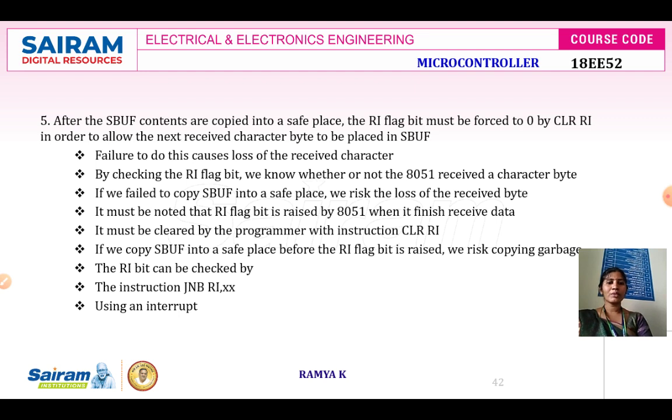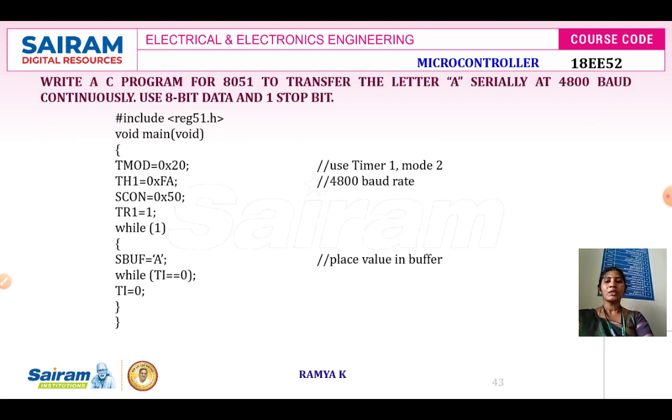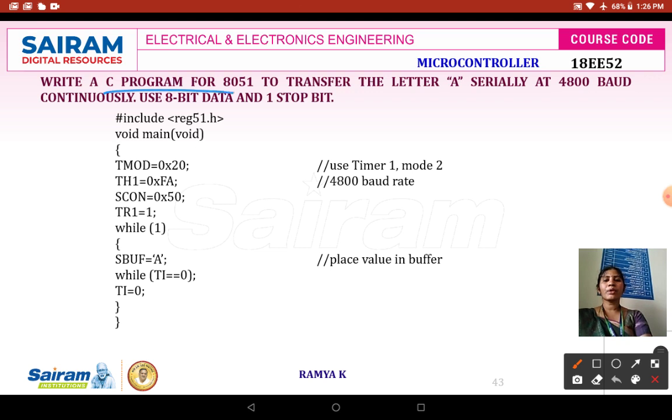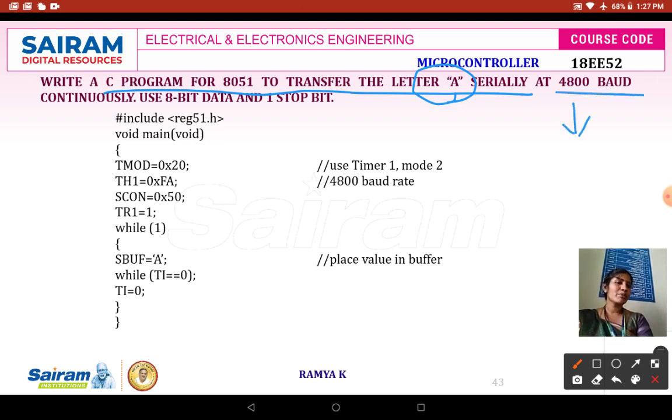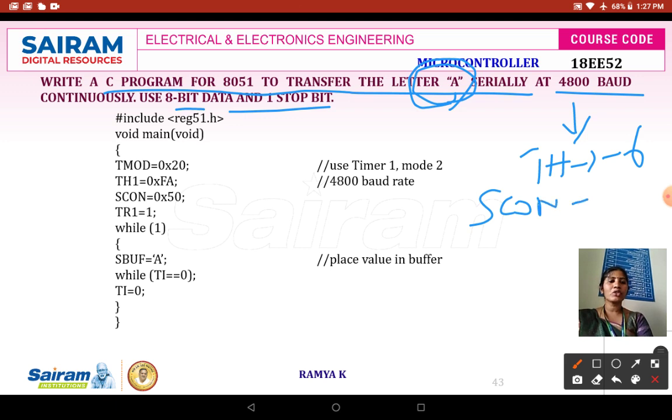These are all the common steps that I have already discussed with you. Write a C program for 8051 to transmit one letter serially at 4800 baud rate. So 4800 baud rate means I need to load TH with the data called -6. And I have to transmit the letter A, with 8 bits and 1 stop bit, so SCON should be loaded with 50. All these calculations we have already discussed.